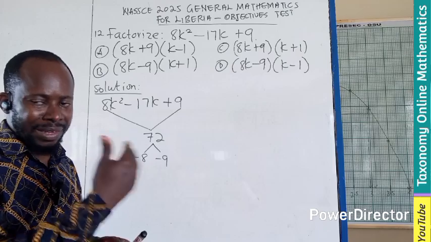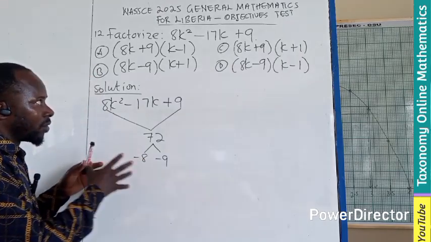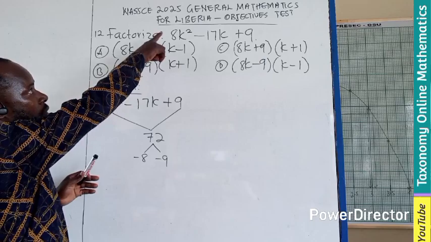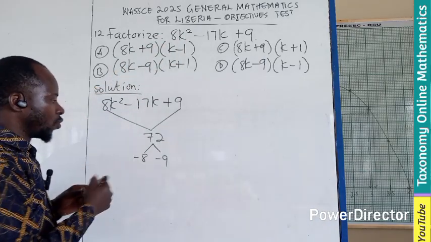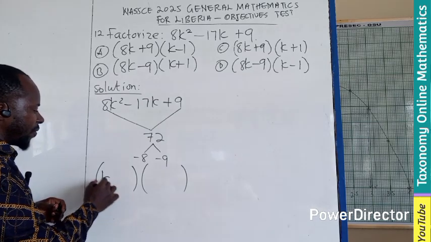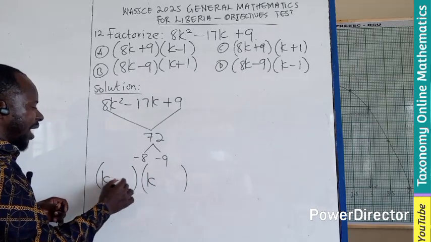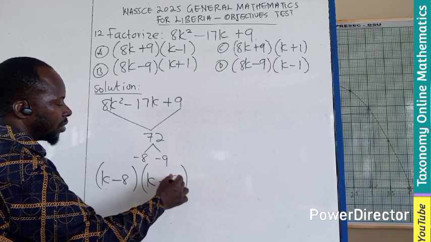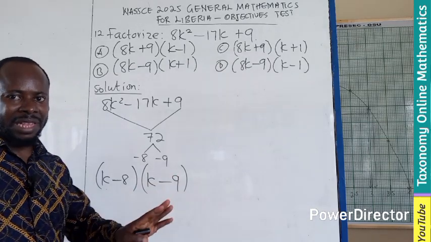If you have been following my tutorial, you know that for something like this, we can go for a shortcut because we are on objective test. So I am only going to open two brackets, have k, the first factor minus 8, and the second factor is going to be minus 9. These are the two factors I have.